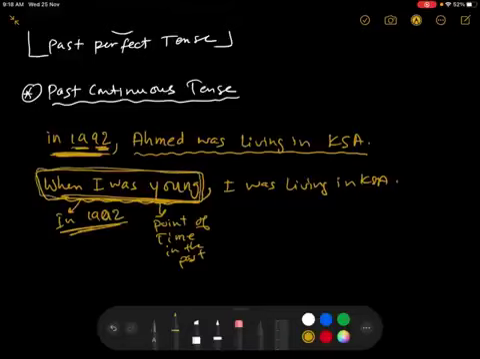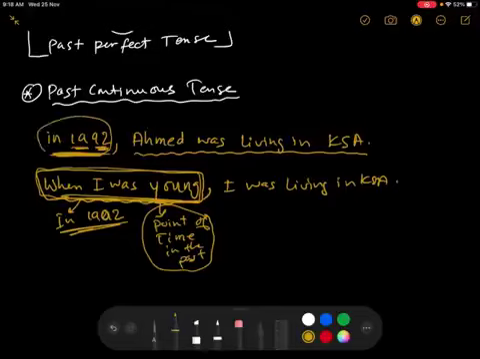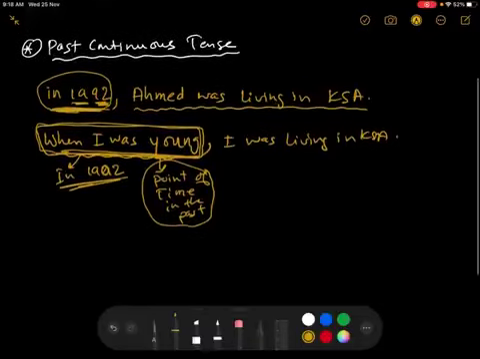So you can express the point of time in the past using past simple, like when I was young. It represents the point of time in the past. Or you can tell specifically about the point of time in the past and you say in 1992. Okay? I want you to care about this point.